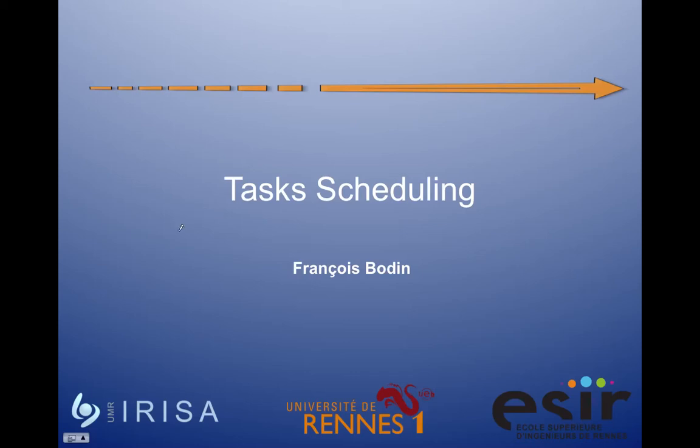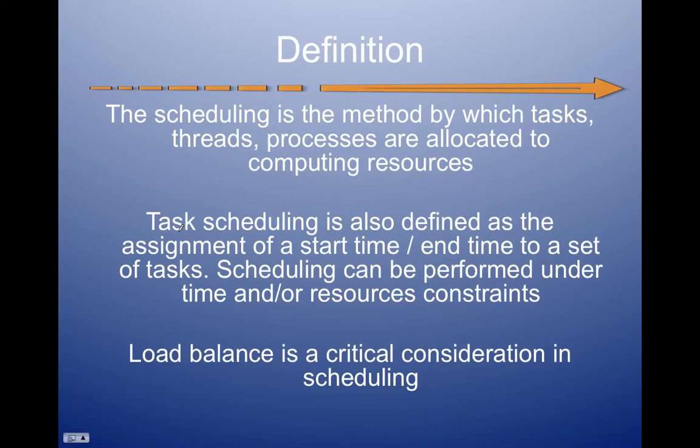Task scheduling. Scheduling is a method by which tasks, threads, or processes are allocated to computing resources. Task scheduling can also be defined as assigning a start time and an end time to a set of tasks. This scheduling can also be performed under time or resource constraints. One of the considerations that is important to scheduling is load balance, and load balance tries to distribute the work uniformly across the computing resources.